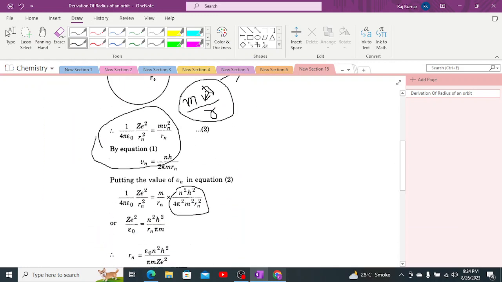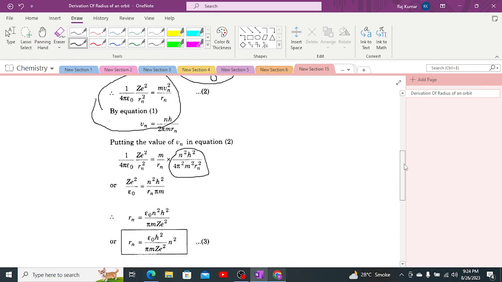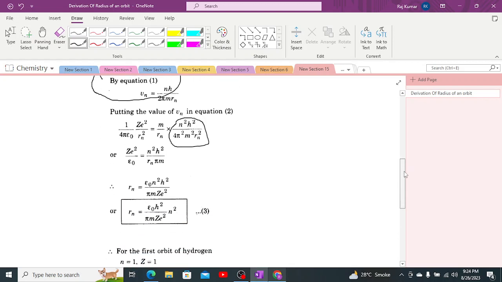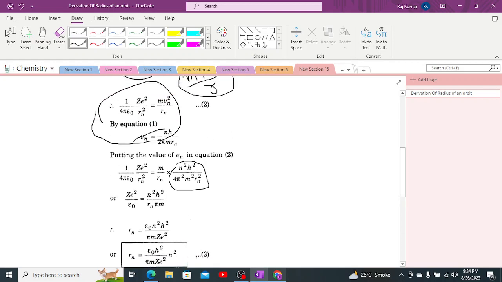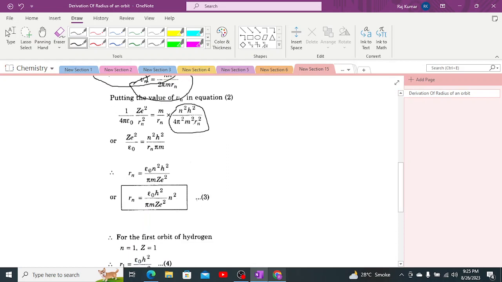Here there is a square, so we should also apply a square over the whole expression which we solved. After putting a square over this, the whole expression is squared on the other side as well, due to which the final answer is n square h square upon 4 pi square m square r square.